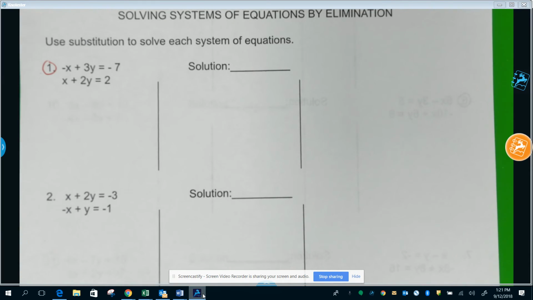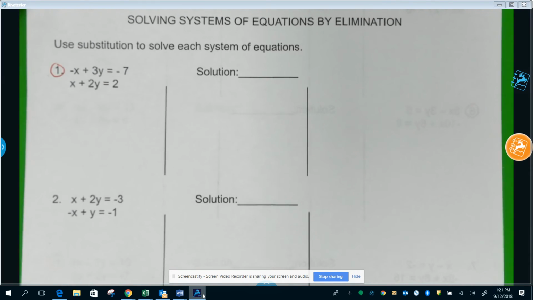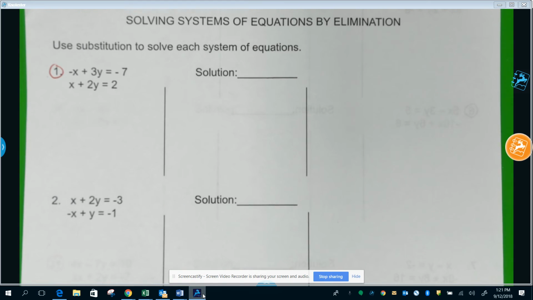All right, today we are solving systems of equations by using elimination, not substitution anymore. We're using elimination now. So for elimination, exactly what you think when you hear the word eliminate, something's going to cancel. Something's going to go away. Something is going to eliminate.